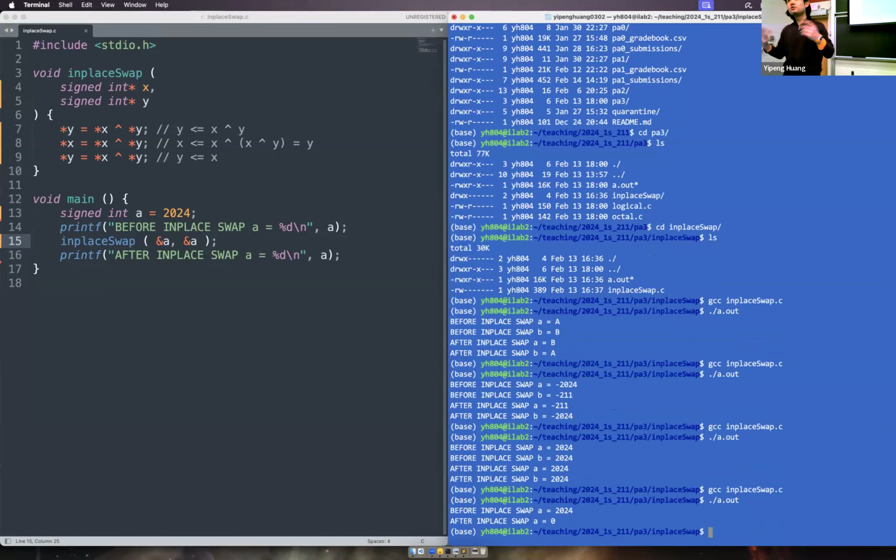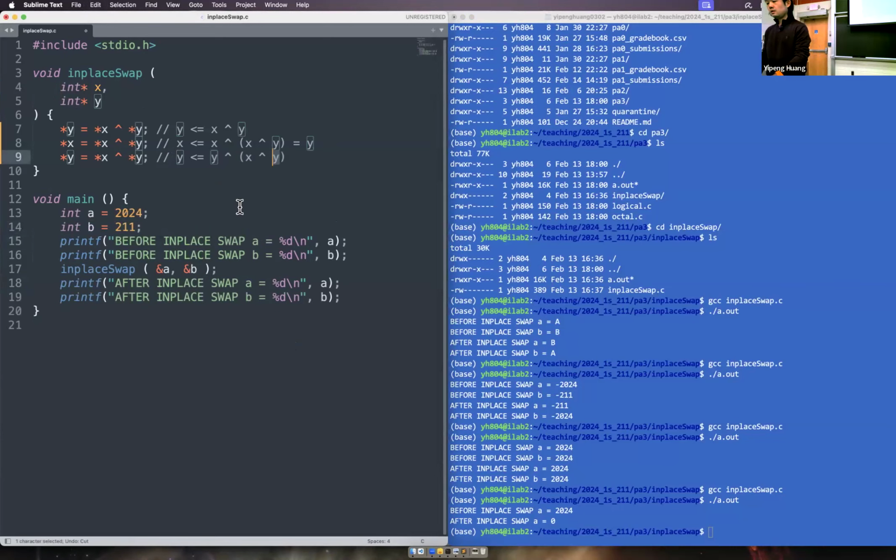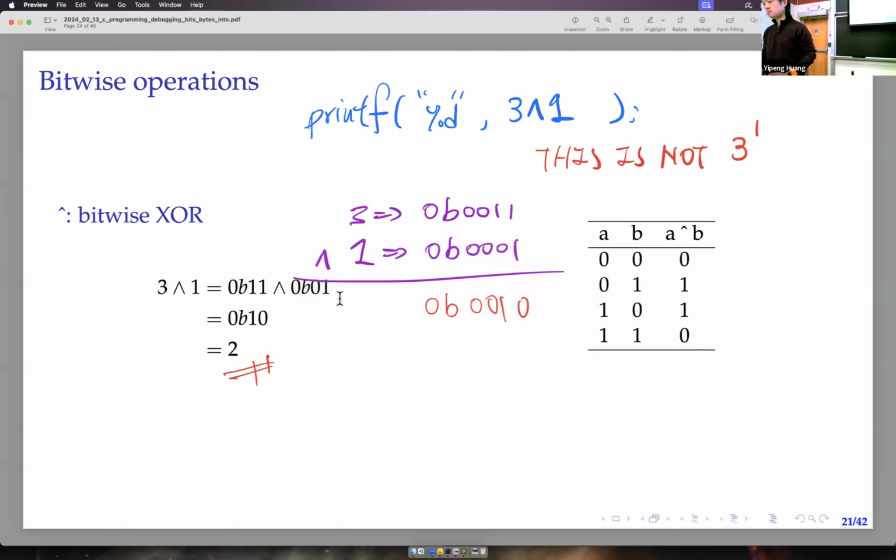So this is a very good reason why this is just kind of a neat trick, which is not used in practice. But the main point here is bitwise operations are cool, and here's an example of that. Okay, so let's rewind all this, and we'll go back to our slides. So we studied in-place swap just now.